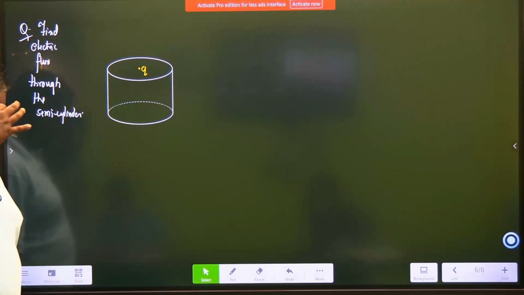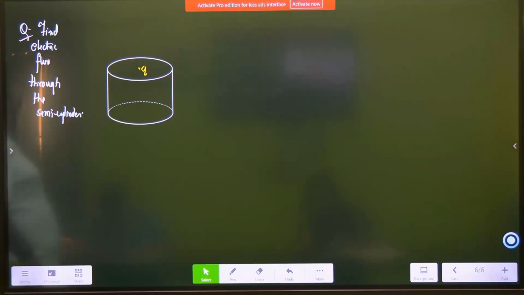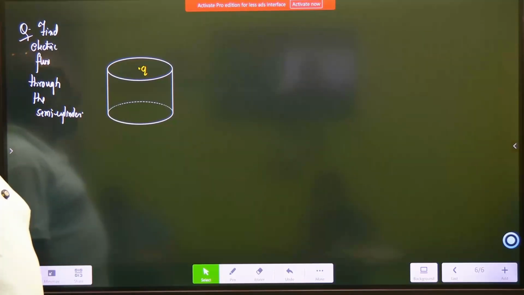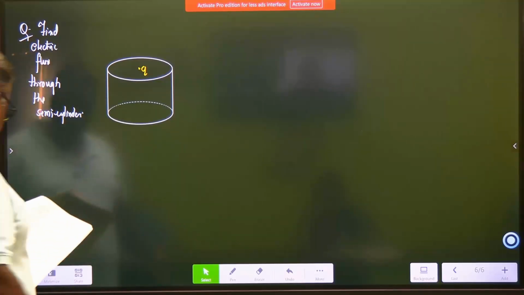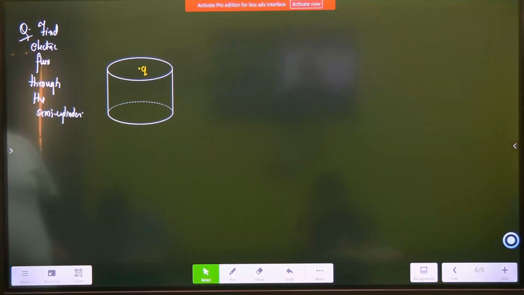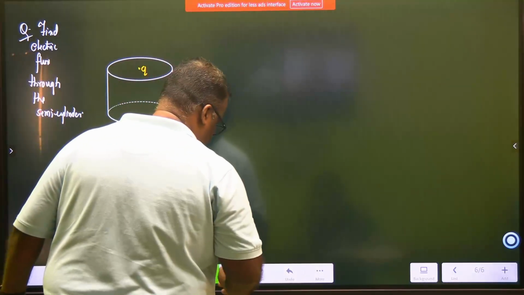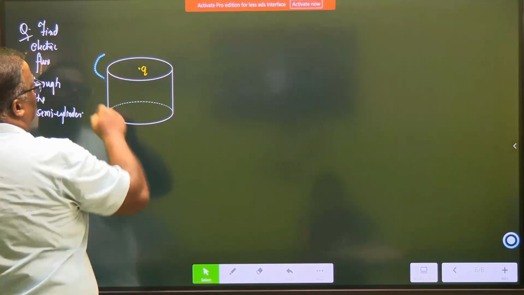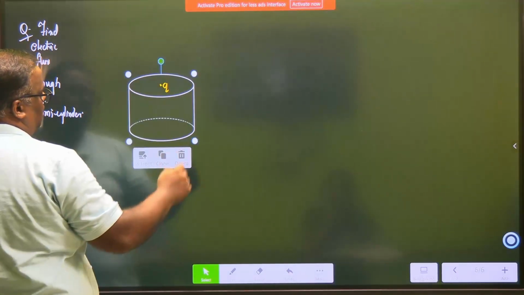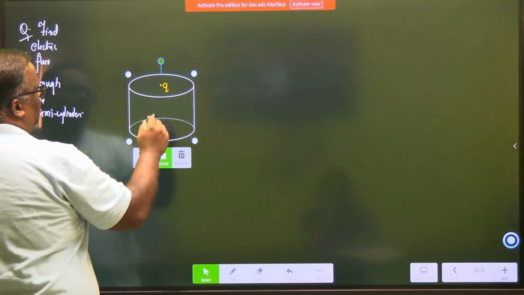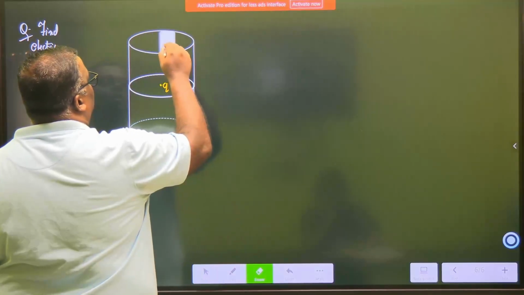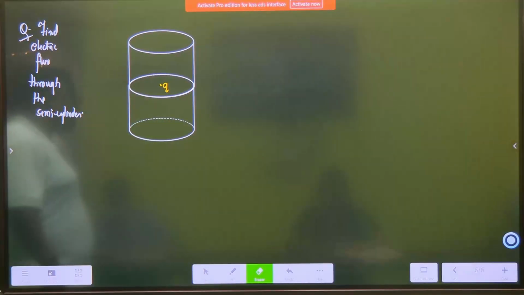Now ask yourself the question. Can the given 3D surface be taken as your Gaussian surface? Well, no, you can't take this as your Gaussian surface. So what will you do in this case? You have to build one Gaussian surface. The Gaussian surface would be such that, let's say this is here, I clone it. Now this is my Gaussian surface.